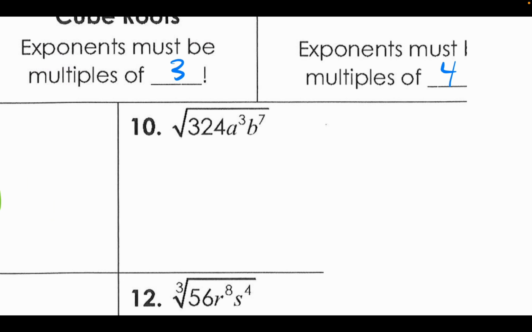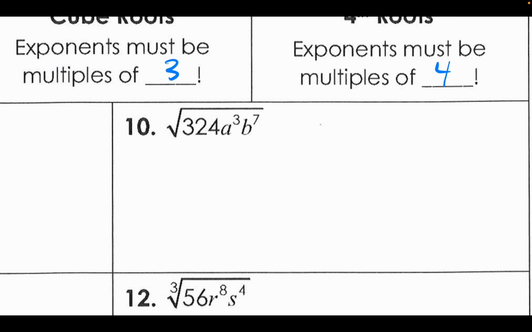Let's work on number 10 here. The square root of 324 a cubed b to the 7th. So the square root of 324 is actually just perfect squares, it's just 18. Now we do 3 divided by 2 for a, and that gives us 1. So we have a to the first and 1/2. So inside the radical, we'll have a to the first.